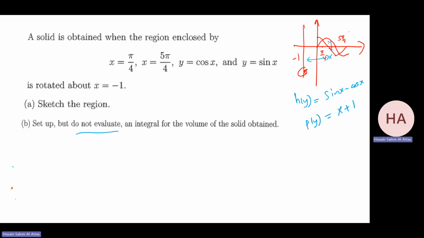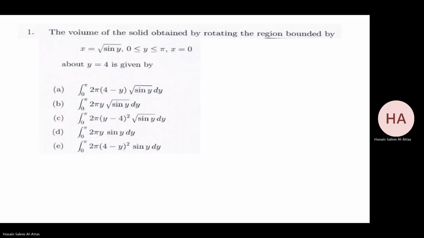So the volume, from where to where? That will be 2 pi integral from pi over 4 to 5 pi over 4 of (x plus 1) times (sine x minus cosine x) dx. Okay. Yeah, I think I should stop.